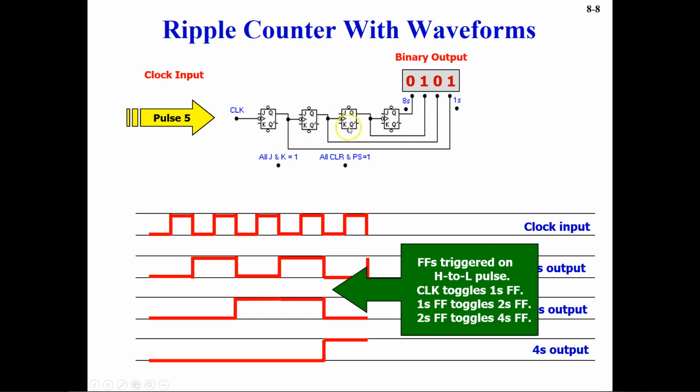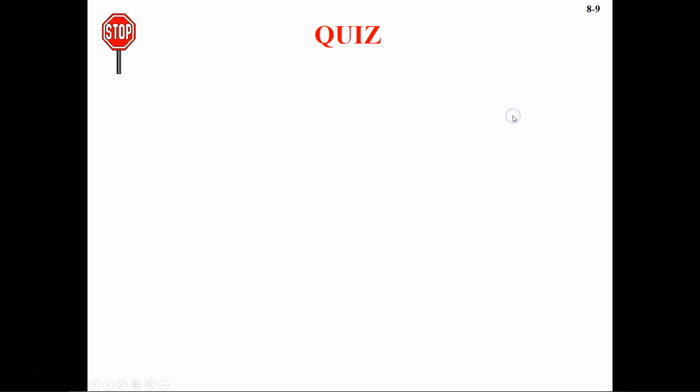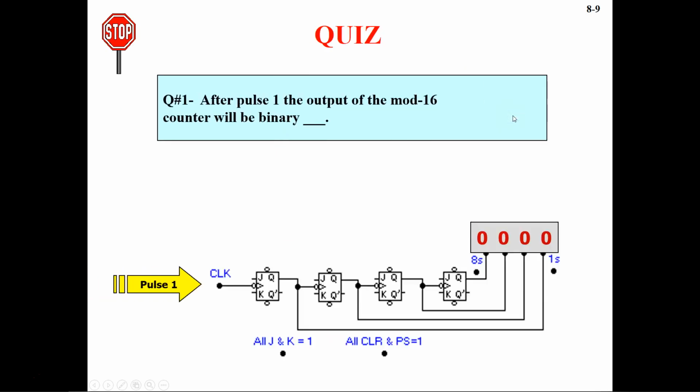Now let's see the quiz. After pulse 1, the output of the mod 16 counter will be in binary. So we have to see what the output is going to be after one pulse. We know that when one pulse is provided, this will be turned on, this will toggle. So this is going to be 0, 0, 0, 1. So that's what you have here.